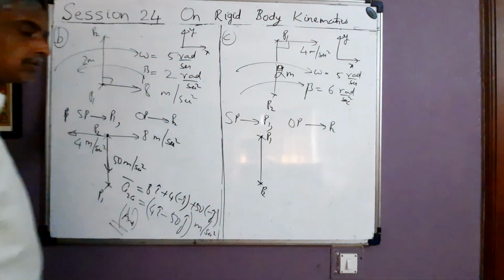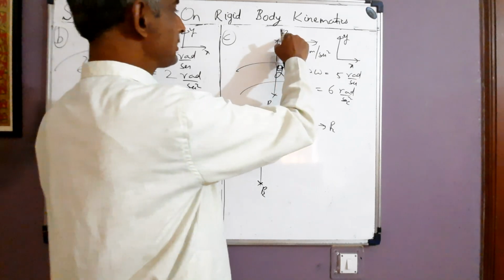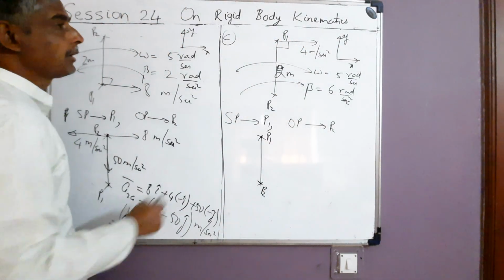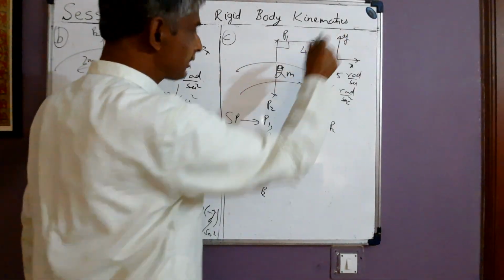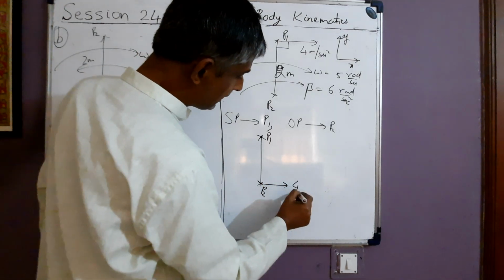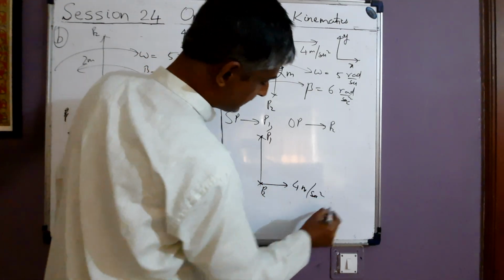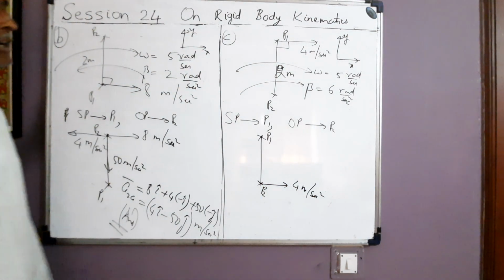Now what do we do next? We give the acceleration of selected point P1 to other point P2. Acceleration of selected point P1 is 4 rightward. P2 also we give what? 4 meter per second square rightward. Now I write down the sentence.